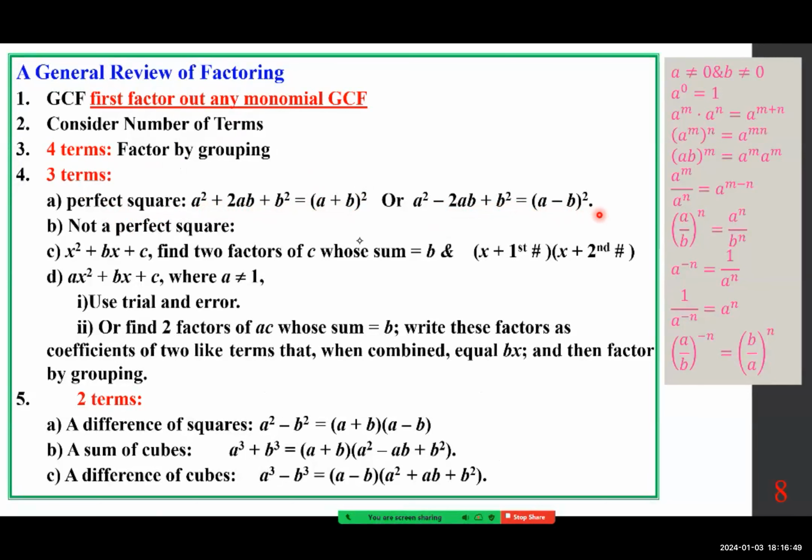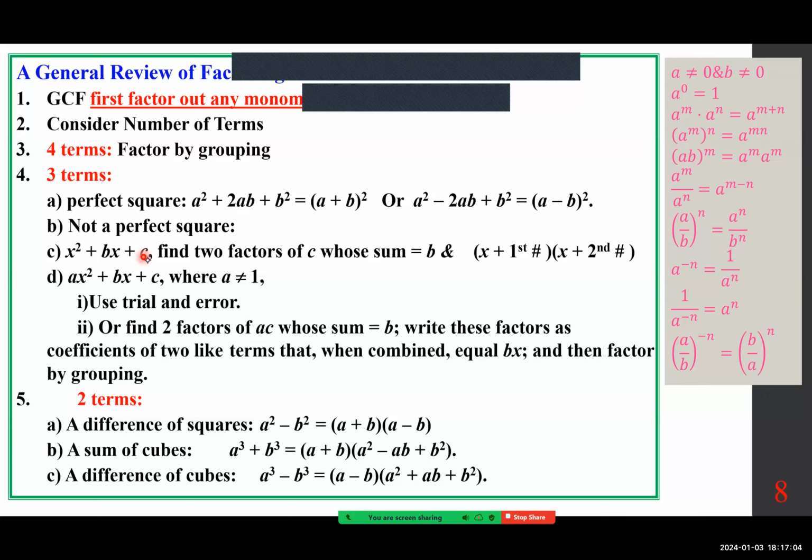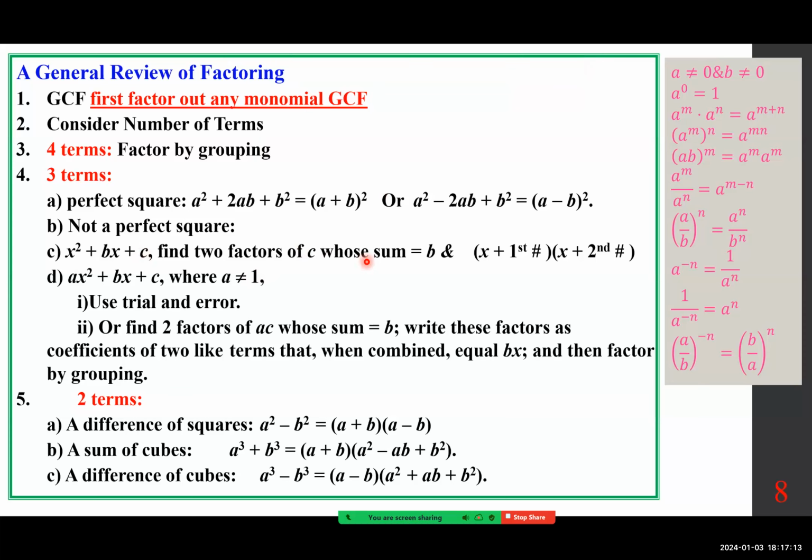It may not be a perfect square, but the second degree term has a coefficient of 1. In that case, you want 2 numbers, okay, 2 factors of c, such that their sum is b, and you write it x plus the first one, x plus the second one.